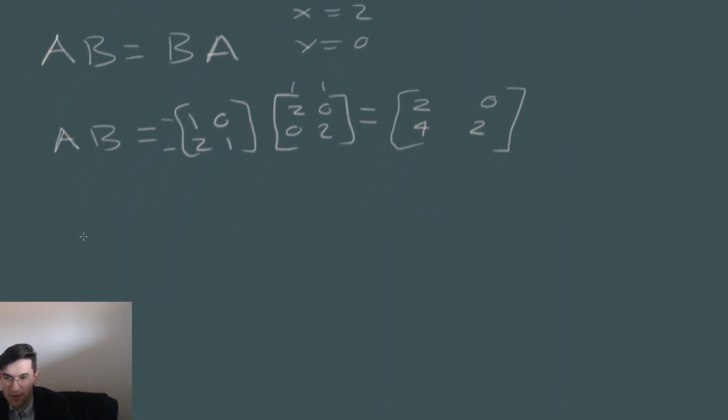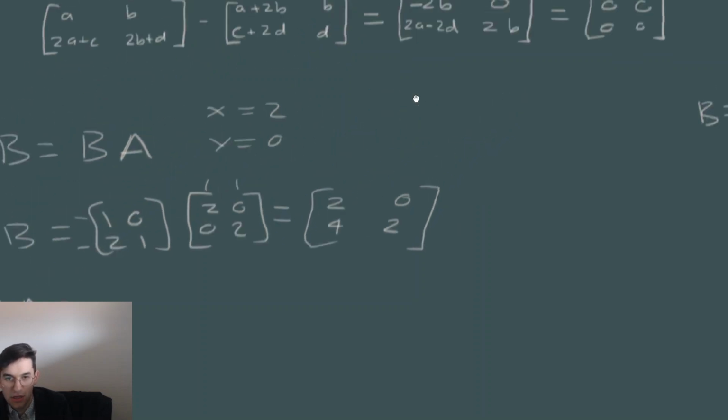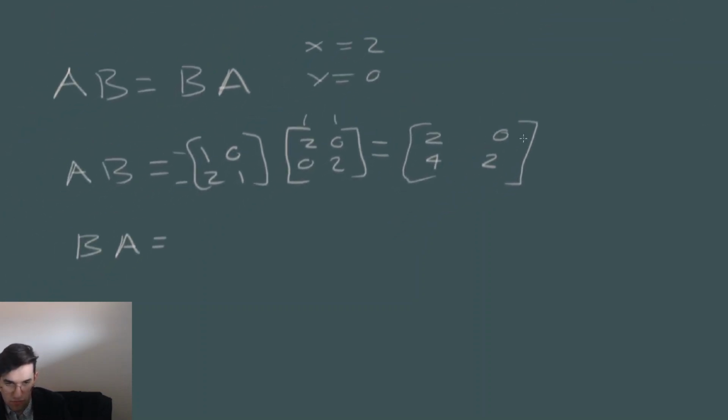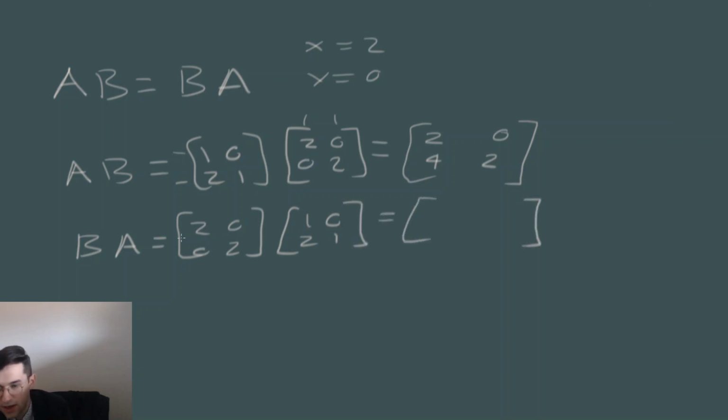Okay, now let's see what BA is. If we're wrong, then we're not going to get the same matrix if we flip these around. Let's flip them around. 2, 0, 0, 2. 1, 0, 2, 1. All right. First row, first column. 2 times 1 is 2. 0 times 2 is 0. So we get 2 here.